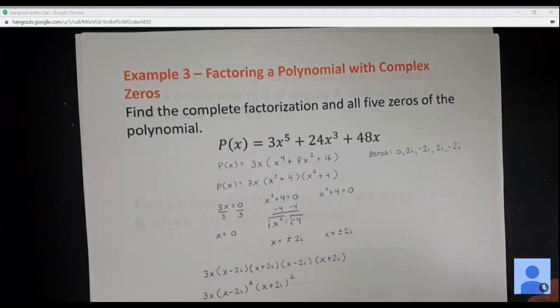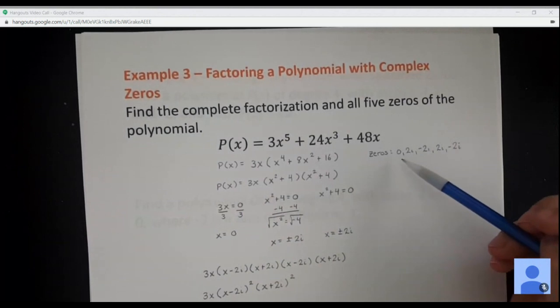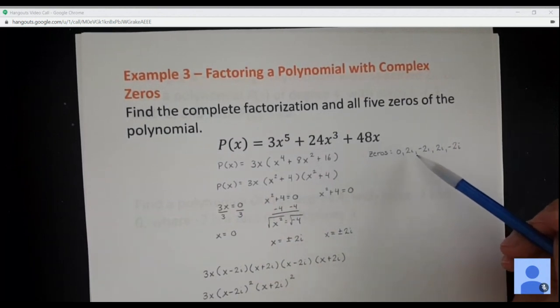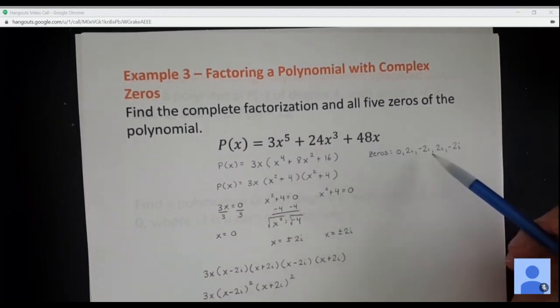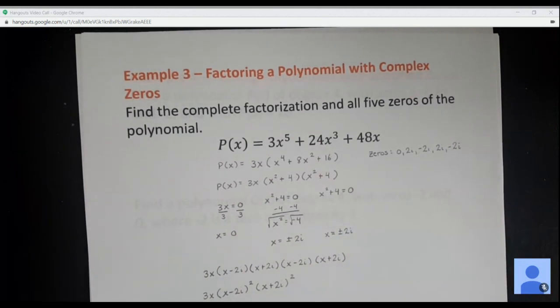Now, on a test, I'm fine if you just write 0 and then plus or minus 2i, right? That's all the zeros technically. Just know in WebAssign, when it asks for repetitions, you're actually going to have to list out all 5 of those individually. Okay, so that's why I do it that way there.